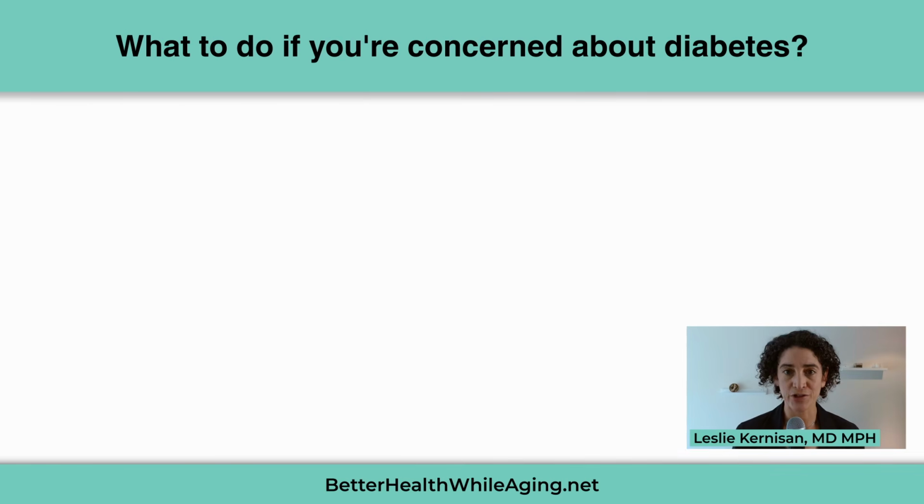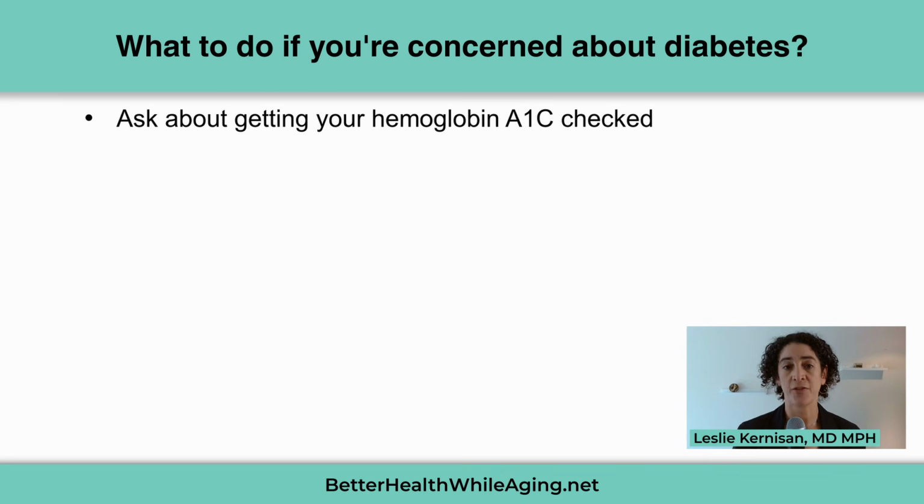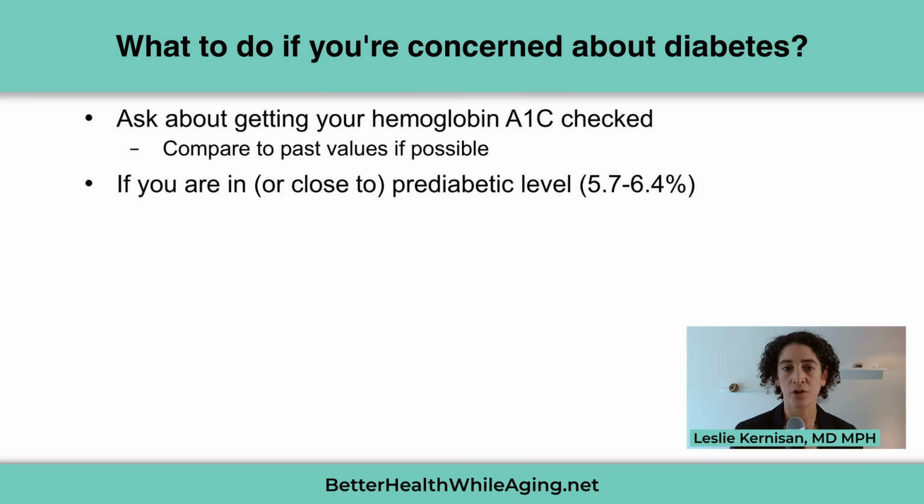So given all that, what should you do if you're concerned about diabetes for yourself or another older loved one? My recommendations would be, first of all, ask about getting your hemoglobin A1C checked, and then compare it to past values if you have them. It's often really helpful to see what a person's trend has been. If you are in or close to the pre-diabetic level, which again is a hemoglobin A1C of 5.7 to 6.4%, I would suggest increasing your exercise and trying to improve your diet, losing weight if you can.